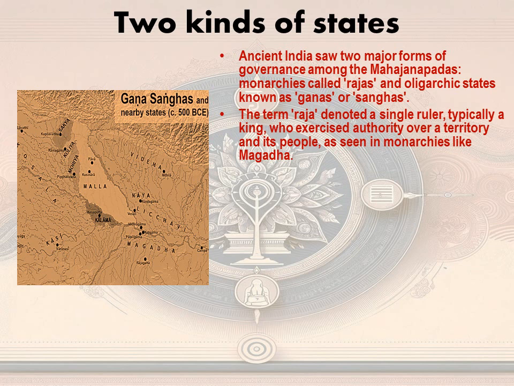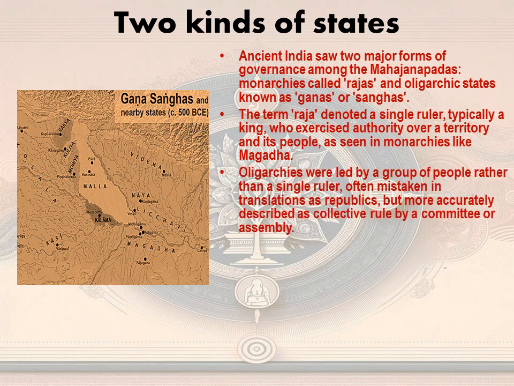The term Raja denoted a single ruler, typically a king, who exercised authority over a territory and its people, as seen in monarchies like Magadha. So Magadha is one of the most prominent of the 16 Mahajanapadas, and the term Raja usually denotes a single ruler, a king who exercised the ultimate authority over his dominion.